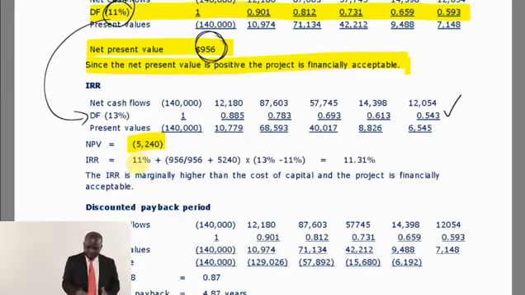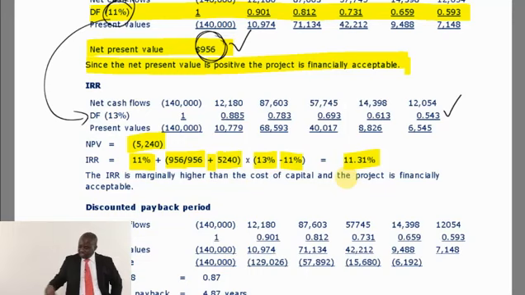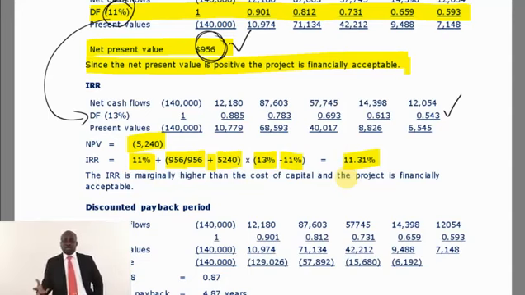What is the internal rate of return? The lower rate is the 11%. Lower rate NPV at 11% is the 956. Then we are filling the formula. Lower rate NPV minus will make it plus the 5240, and multiply by the higher rate minus the lower rate. And of course, this is giving you the 11.31 internal rate of return. As long as the internal rate of return is greater than the cost of capital, we have to accept the project. Where there is a single project, NPV is saying yes, internal rate of return will also say yes.